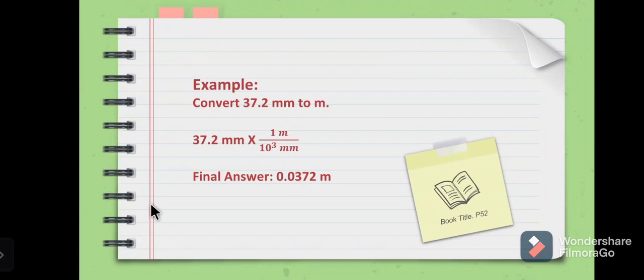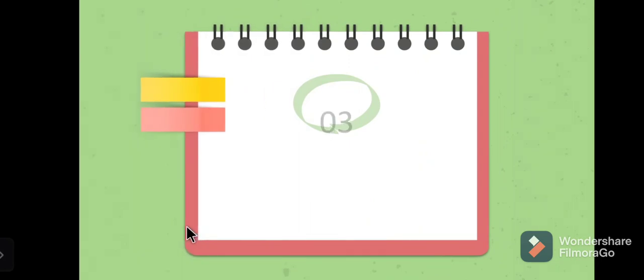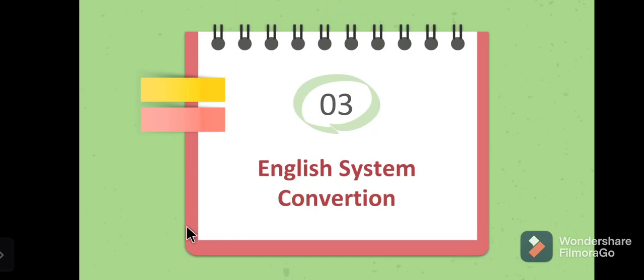In summary, in converting metric to metric system, we use the multiples of ten and the table that I showed you a while ago, and we can move the decimal or we can use conversions to get the final answer. We are now moving to the next topic. The next topic is the English system conversion.